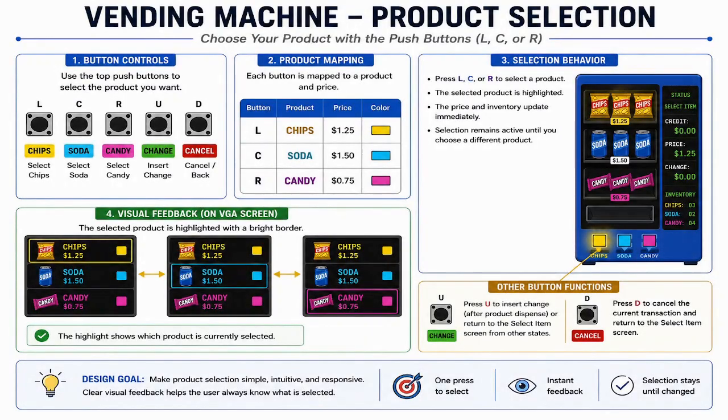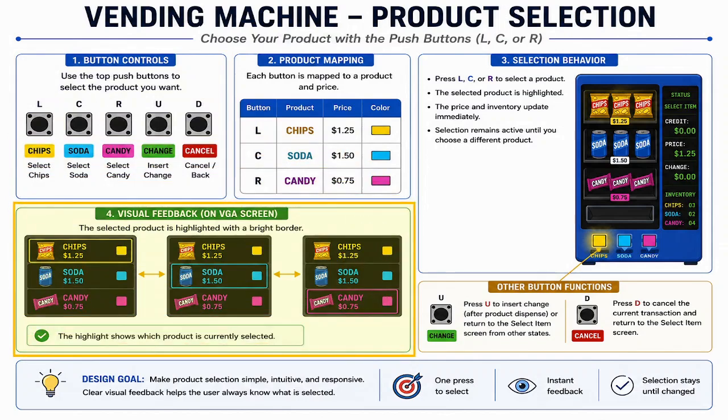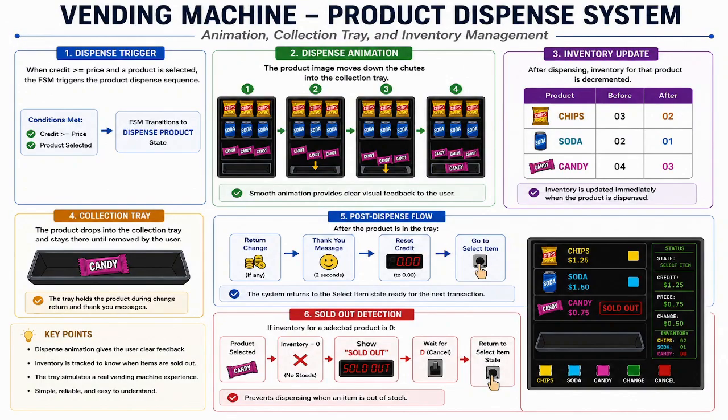Product selection uses 3 of the Basys 3 buttons. The left button selects chips, the center button selects soda, and the right button selects candy. The selected item is highlighted on the VGA display, allowing the user to clearly see which product is active before inserting any money. To make the project more engaging, I added a simple dispensing animation.